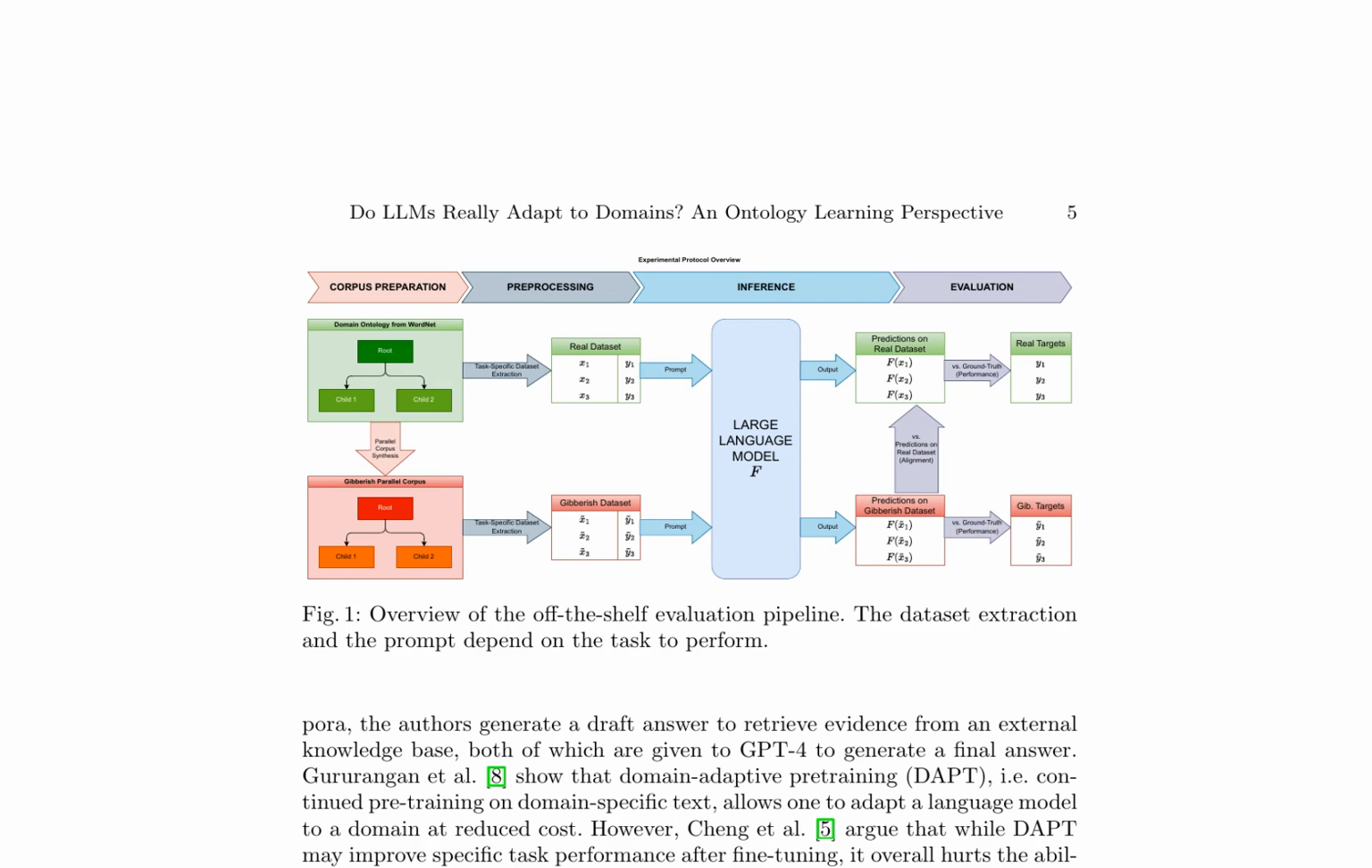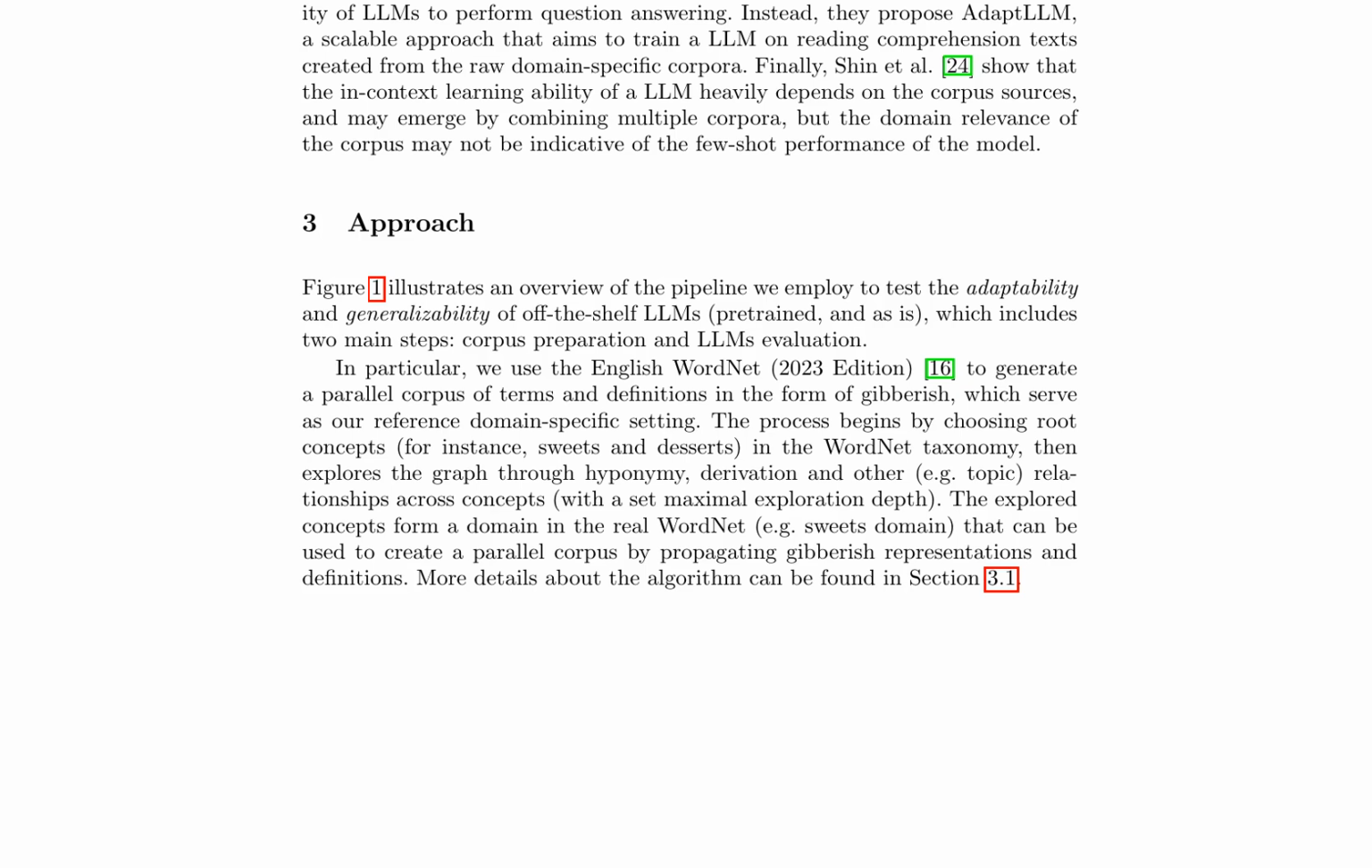The authors of the research paper investigate the adaptability of large language models, LLMs, to specific domains from an ontology learning perspective. They propose an evaluation pipeline that involves corpus preparation and LLM evaluation, starting with the creation of a parallel corpus of terms and definitions in the form of gibberish. This is achieved by using the English WordNet to generate a parallel corpus of concepts and definitions, where the concepts remain the same up to an input label mapping. The authors then evaluate the LLM on two tasks: relation extraction and taxonomy discovery, each on both versions of the corpus. They expect the results to be analogous since the concepts remain the same. Additionally, they investigate the effect of fine-tuning on the in-domain performance of LLMs.